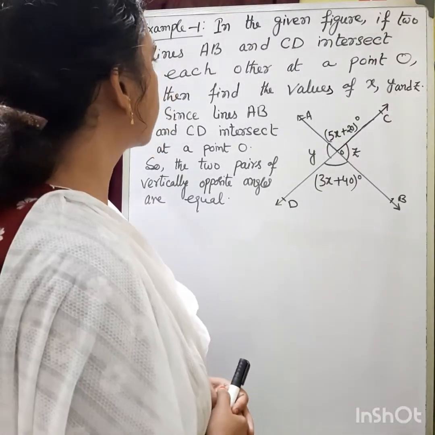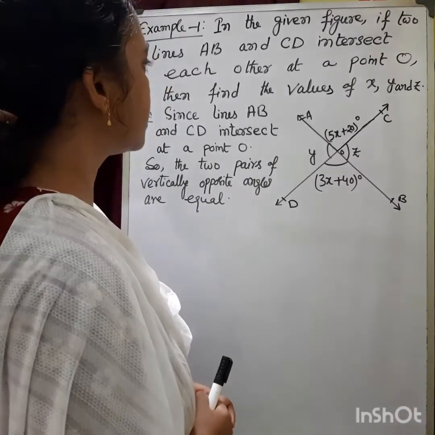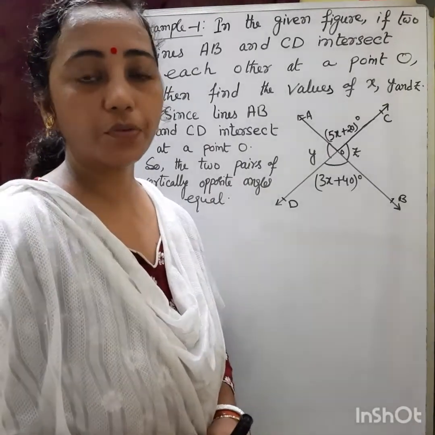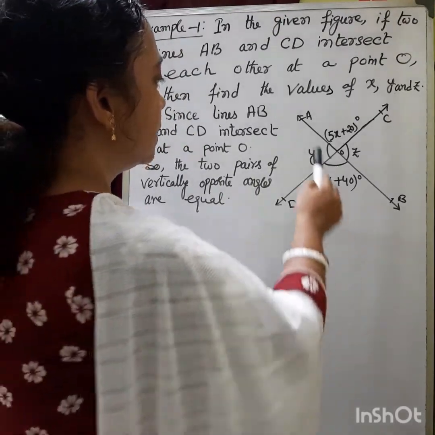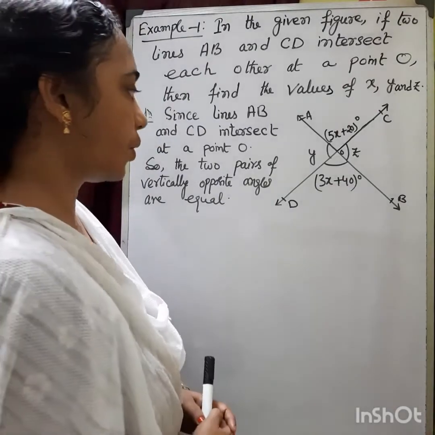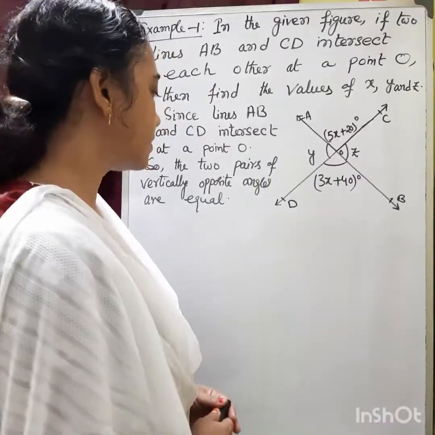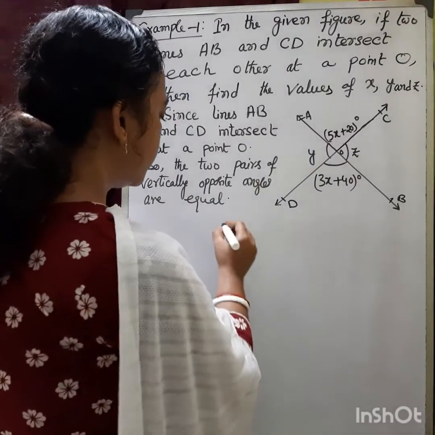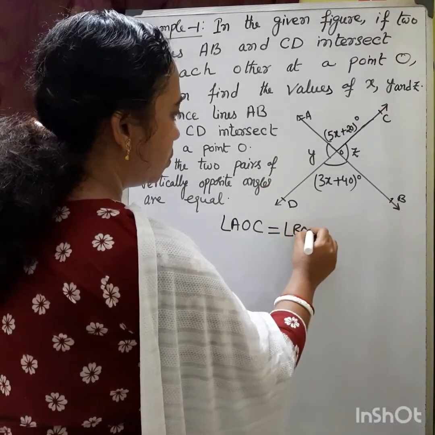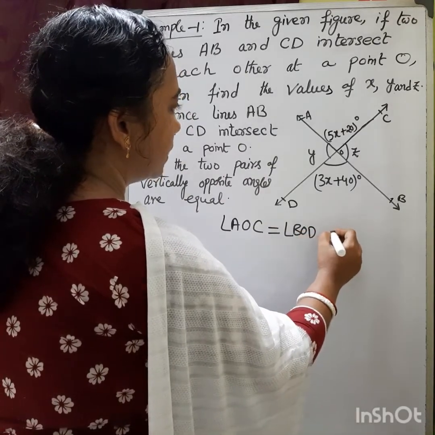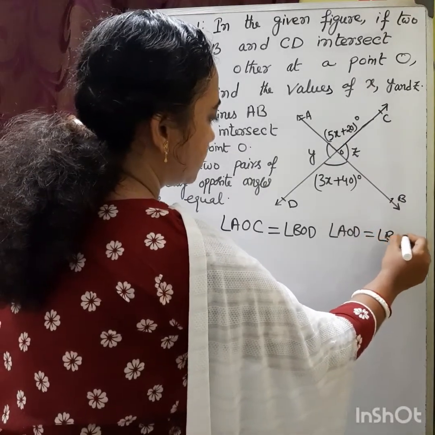Now let us do one example. In the given figure, if two lines AB and CD intersect each other at a point O, then find the values of x, y and z. Since the lines AB and CD intersect each other at a point O, we can say that two pairs of vertically opposite angles are equal, right? So we can write angle AOC is equal to angle BOD, and angle AOD is equal to angle BOC.